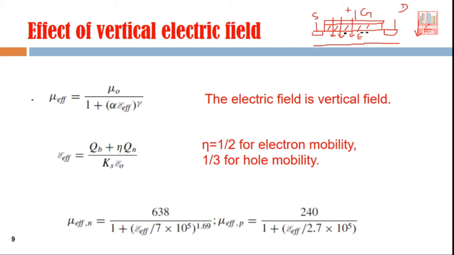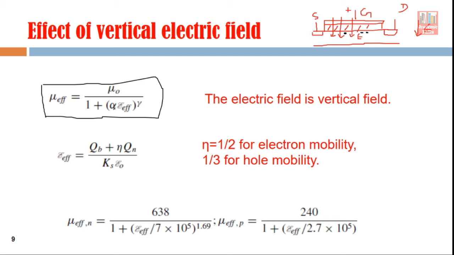So mathematically, that relationship is given here, right? This equation gives you that relationship. This mu naught is the original, or true, mobility, and this effective mobility is the mobility after considering the influence of the vertical electric field. So this mu naught means we are not considering the effect of the vertical electric field.